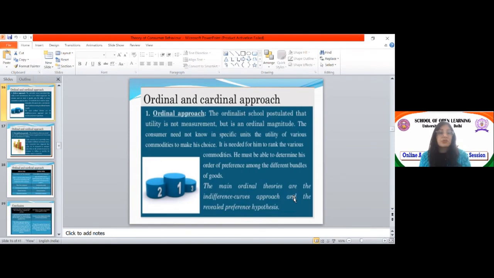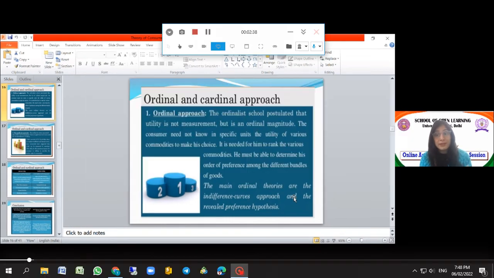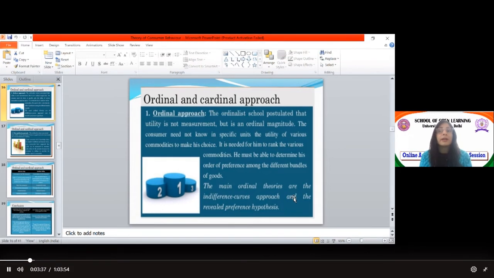Now, the ordinal approach is the base of indifference curve analysis. You have to understand it, along with the marginal utility concept, which I have already told you, that whenever we consume successive units, marginal utility diminishes. And on the basis of the ordinal approach we will do indifference curve analysis, because we are talking about orders, like ranking things. The ordinalist school postulates that utility is not measurable, but it is an ordinal magnitude.